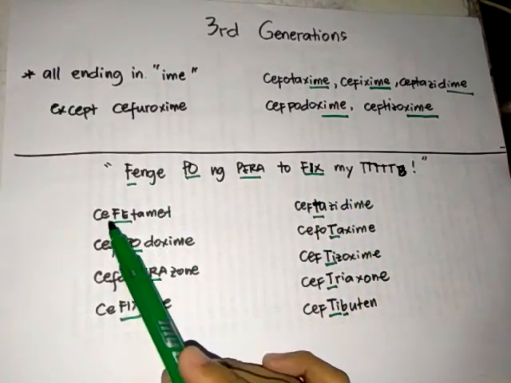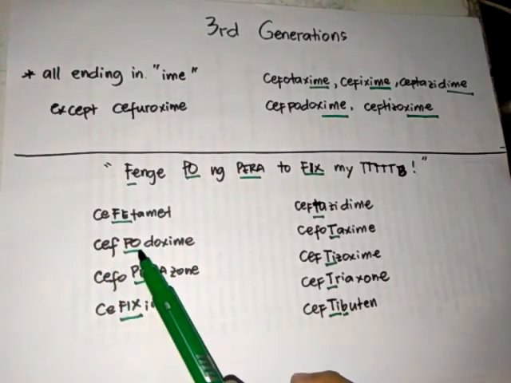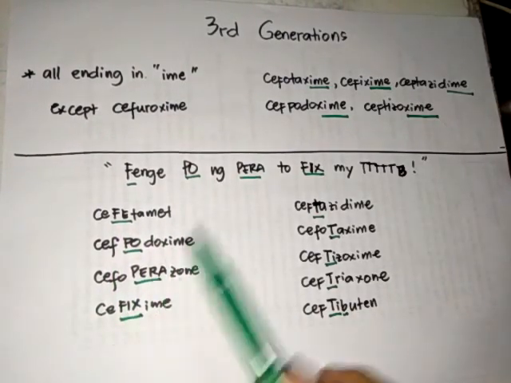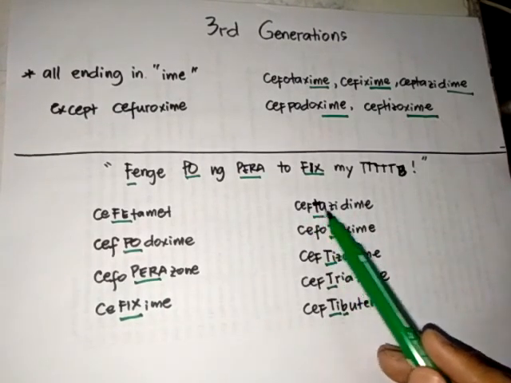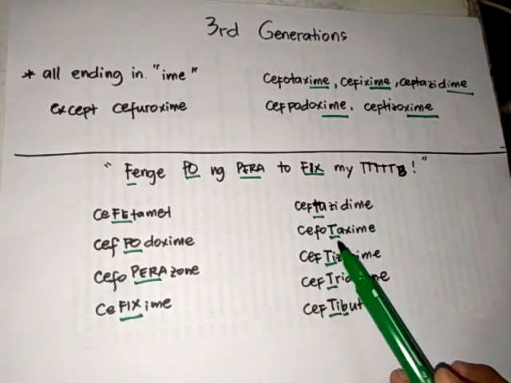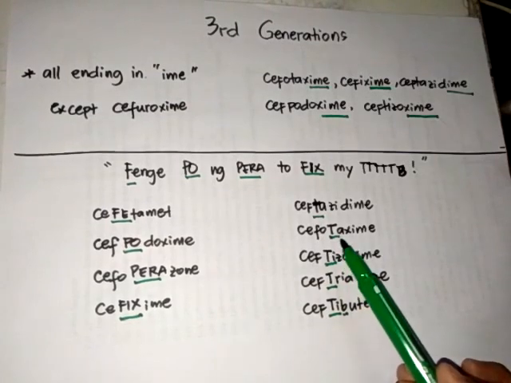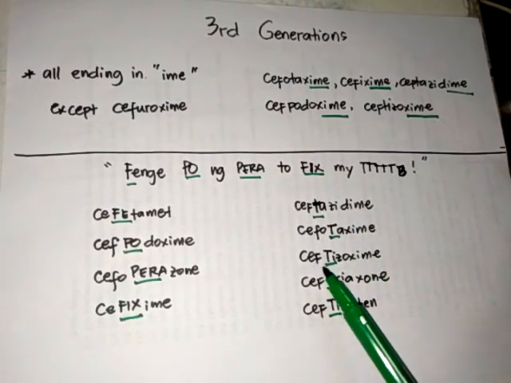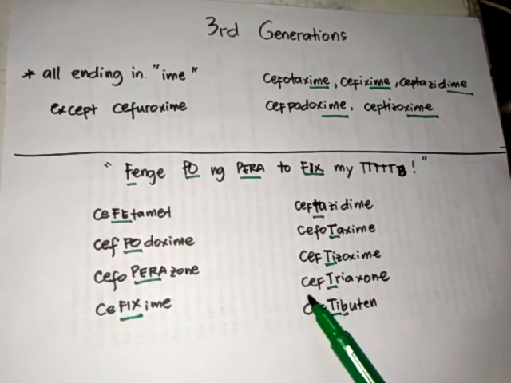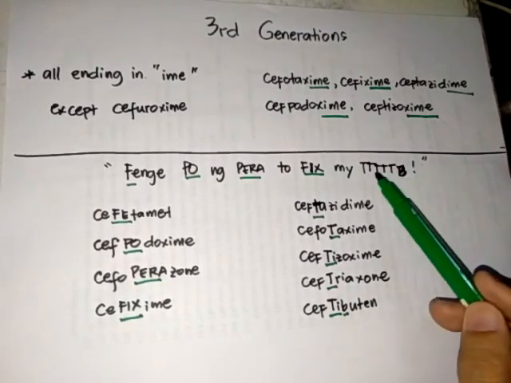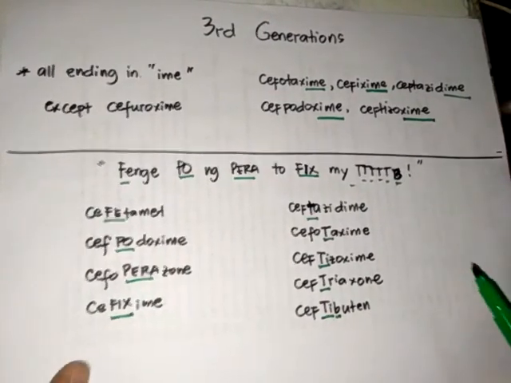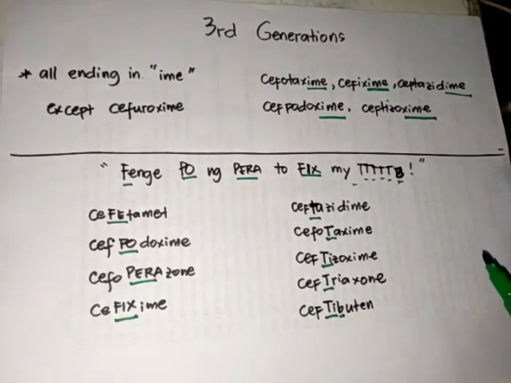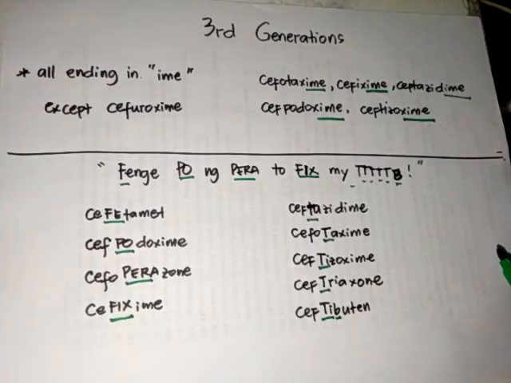Fenge, cefetamet, cefpodoxime, cefoperazone, cefixime. Ceftazidime, first letter T. Cefotaxime, second letter T. Ceftizoxime, ceftriaxone, and last is your ceftibuten. Okay, that is for the third generation cephalosporin.